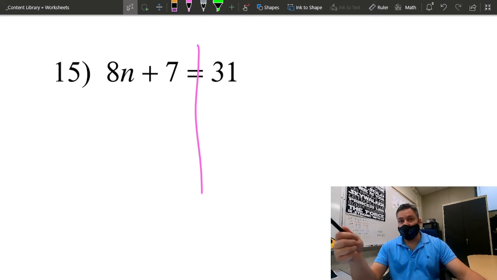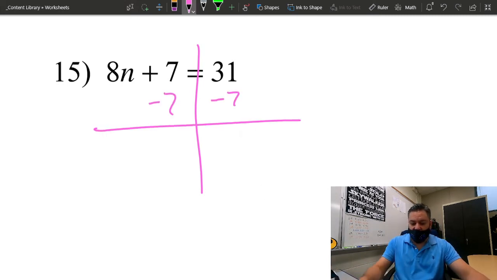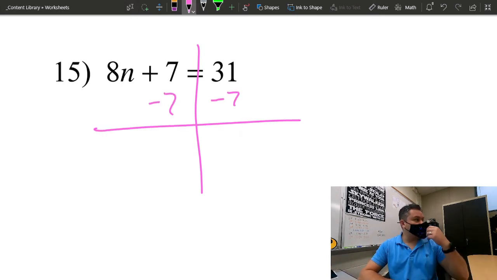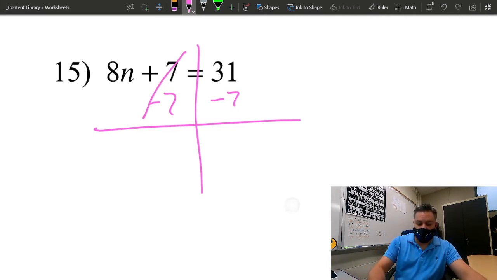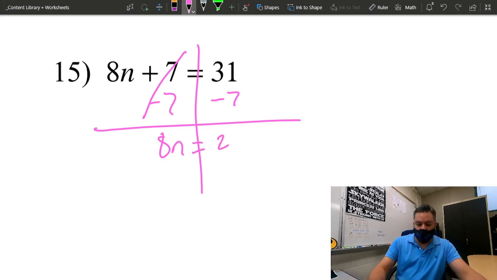It's adding, yeah. So we're going to subtract what? 7. Very good. What you do to one side, you have to do to the other side. This cancels out. So you're left with 8n equals 31 minus 7 is 24.